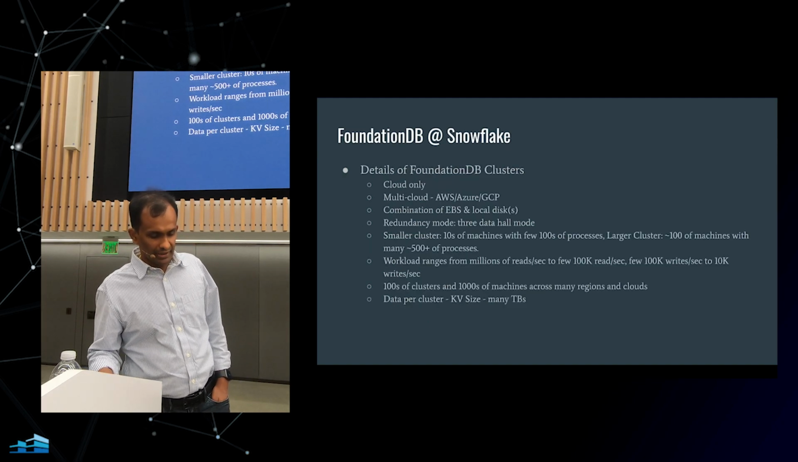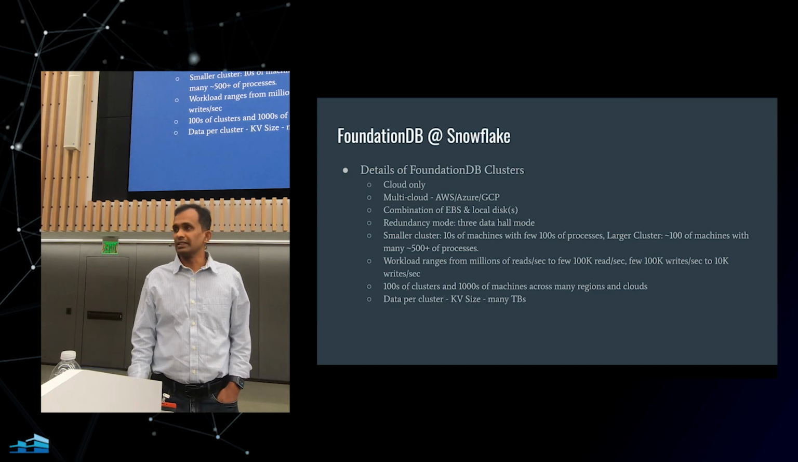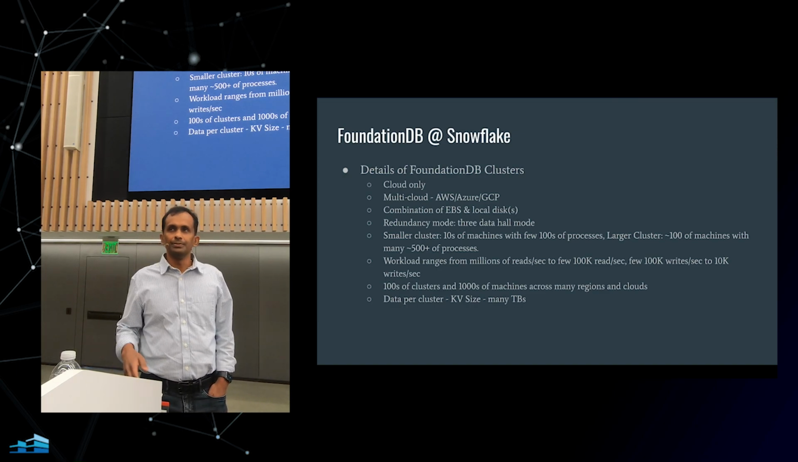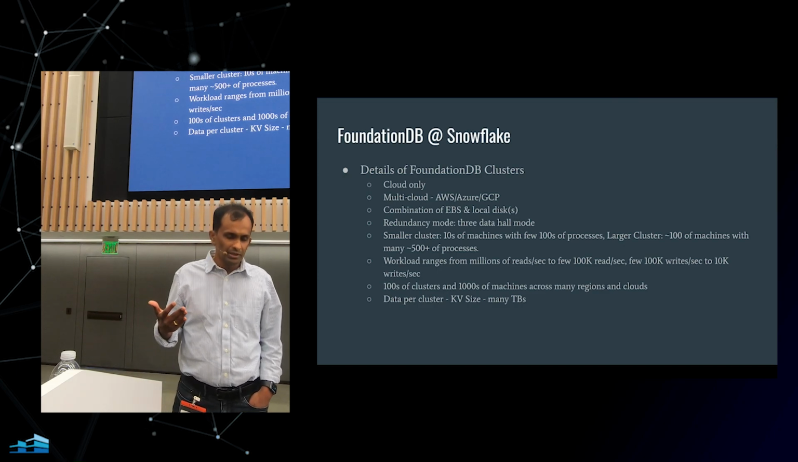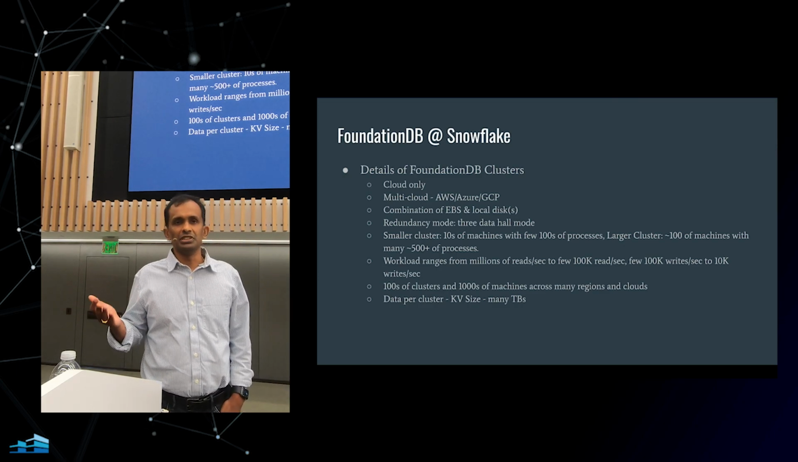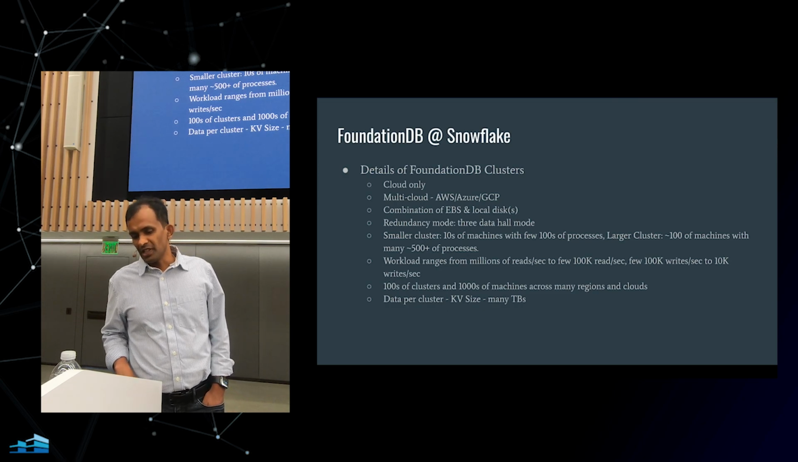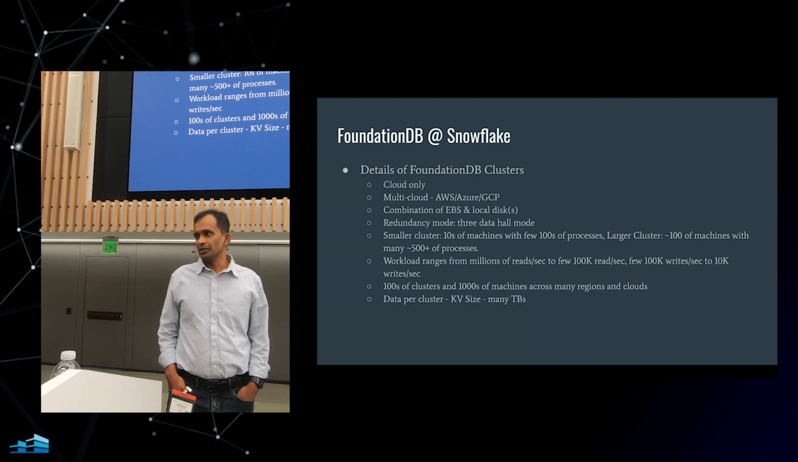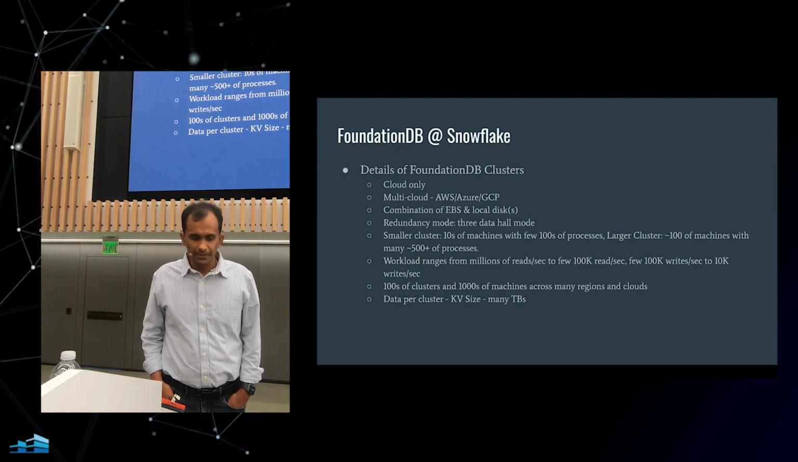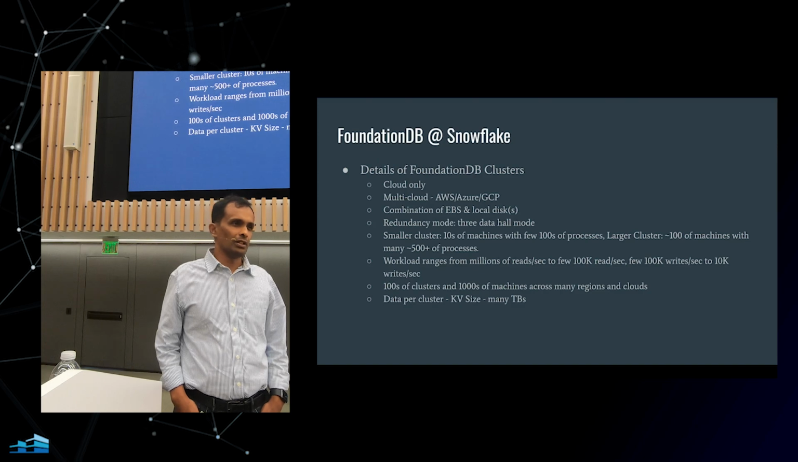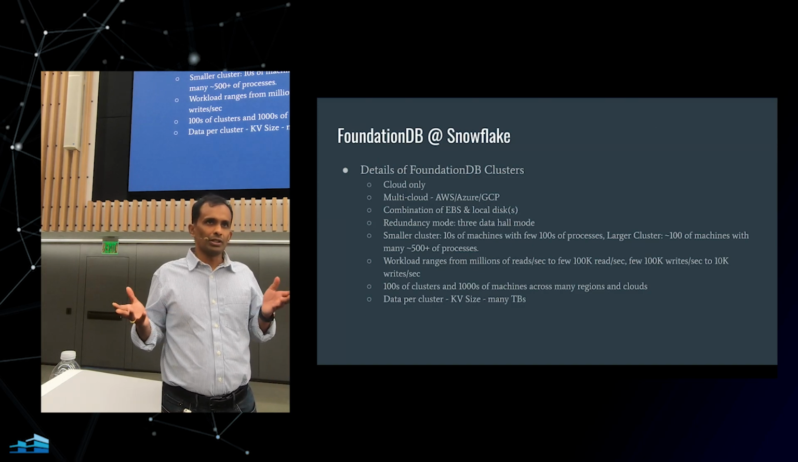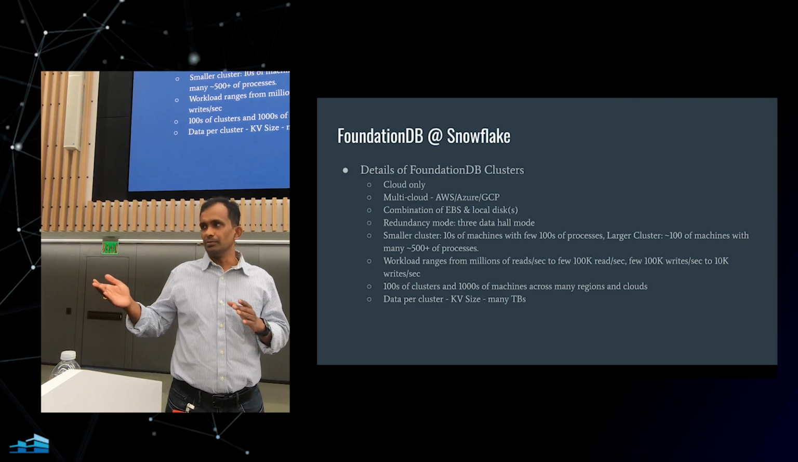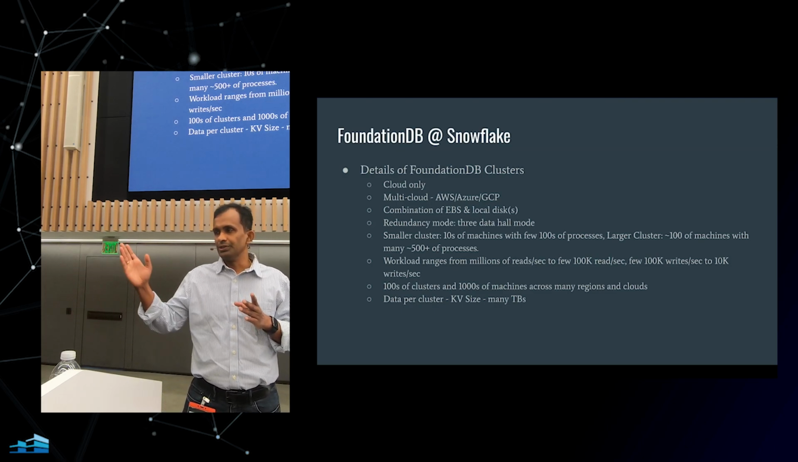So all of our clusters are run on the cloud. We are multi-cloud. We run our clusters on AWS, GCP, and Azure. We use a combination of EBS and local disks for our clusters. And we use a redundancy mode called 3 data hall. In short, you can think of it as we keep 3 copies of the data, but it's a little bit more nuanced. But I won't go into the details here.